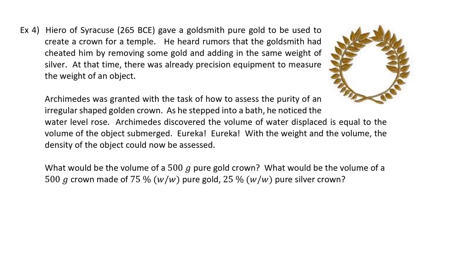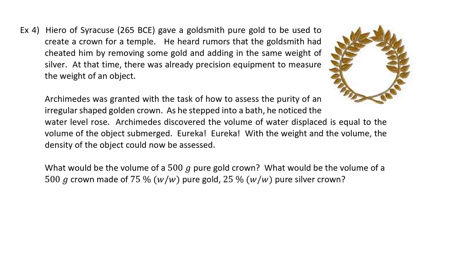However, this individual heard rumors that this goldsmith was not to be trusted. The concern was that the goldsmith would remove part of the gold and add in another cheaper metal and pocket some of the gold. Silver could be added in, and without proper instrumentation, there's no way anybody would know the difference. At this time, there was very precise equipment to measure the weight of an object. However, there was no ability to measure the density of an object. Archimedes was tasked with determining the purity of this golden crown.